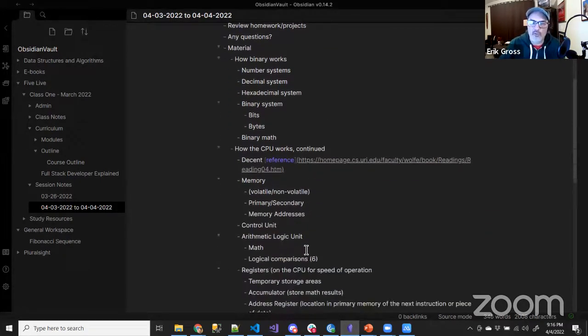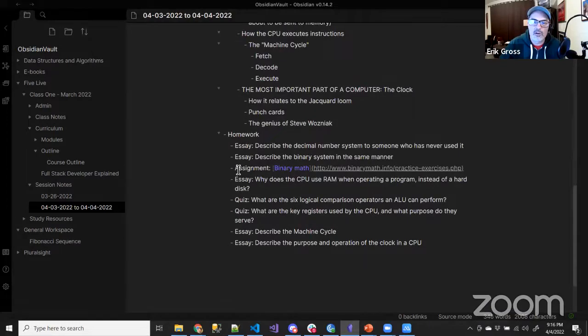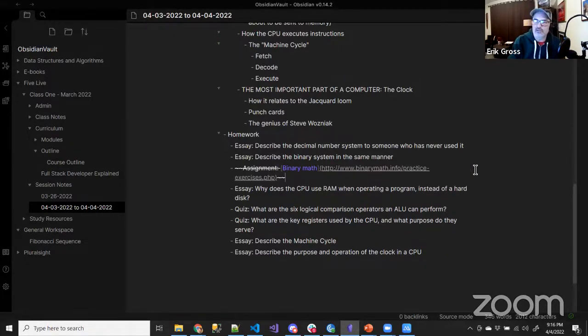But what I was looking for was how to do this. I'm going to go assignment, and it's tilde, and then tilde at the end. So now that's a strikethrough. Okay, good.